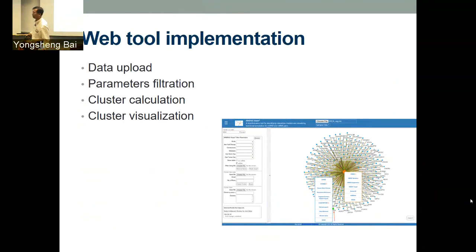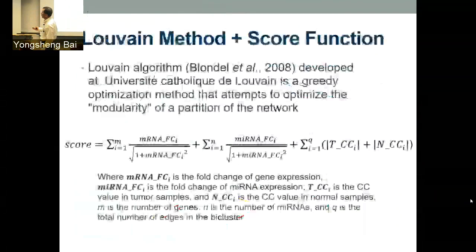So how do you calculate the score? We use a defined formula here. We consider the expression for both the target gene or mRNA and the microRNA, and also their edges.